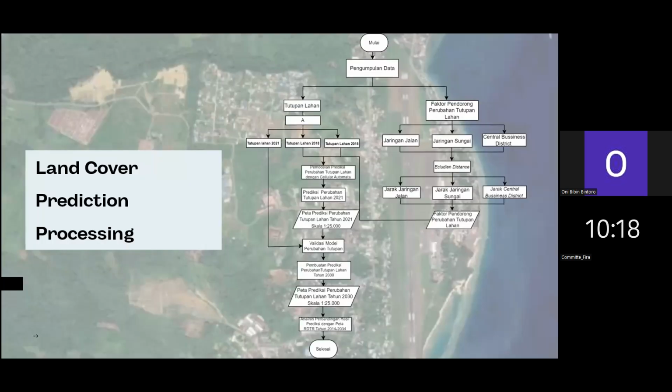So, land cover prediction processing. This is in Bahasa, so I will explain the English translation. Step number 1, processing driving data using Euclidean distance to produce distance map to road, distance map to river, and distance map to CBD. Step 2, processing is continued to determine change in the percentage area of each land use. Step 3, the research uses an artificial neural network model and multi-layer perceptron network to create transition potential modeling.